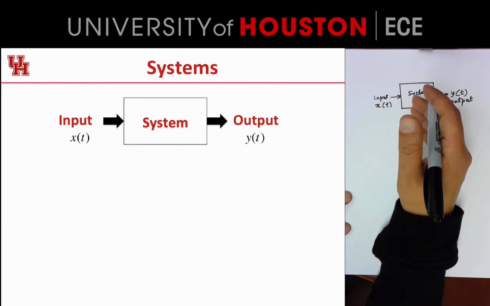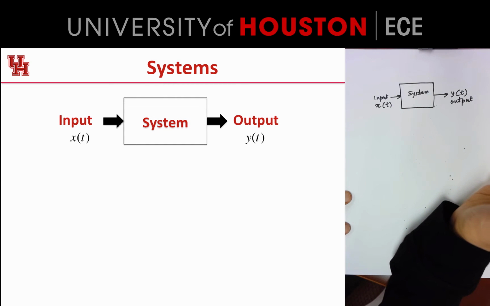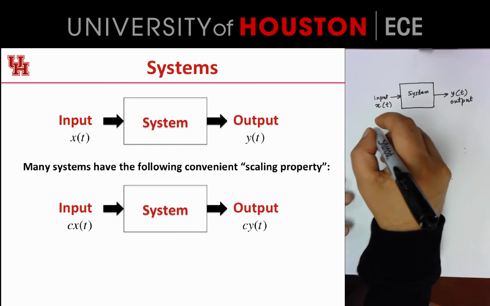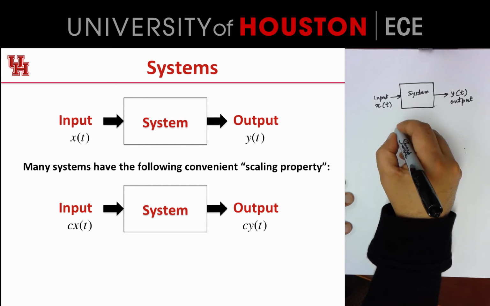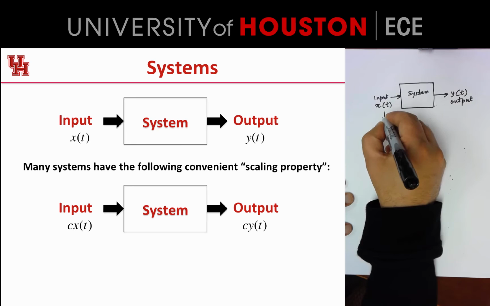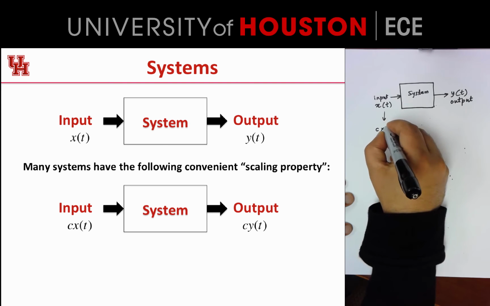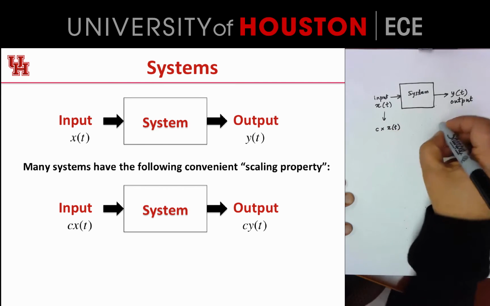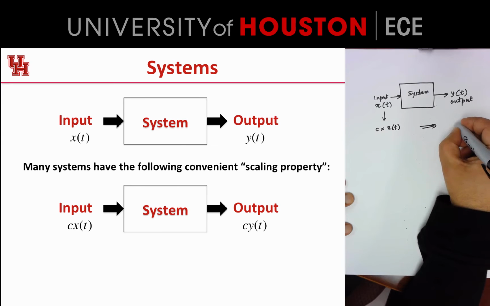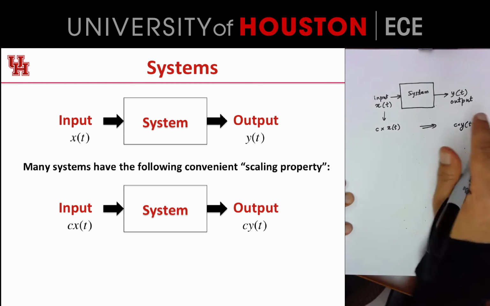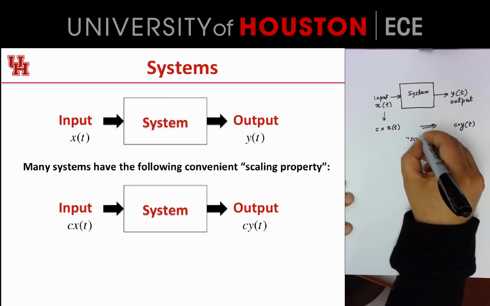Right? We will start with simple ones, and then we will look at more and more complicated signals as we go. Now, a lot of signals have a very convenient property. If I were to scale up x of t by a constant c, so I take c times x of t, then the output is also correspondingly scaled. You get c times y of t. If this happens, this system is said to have the scaling property.